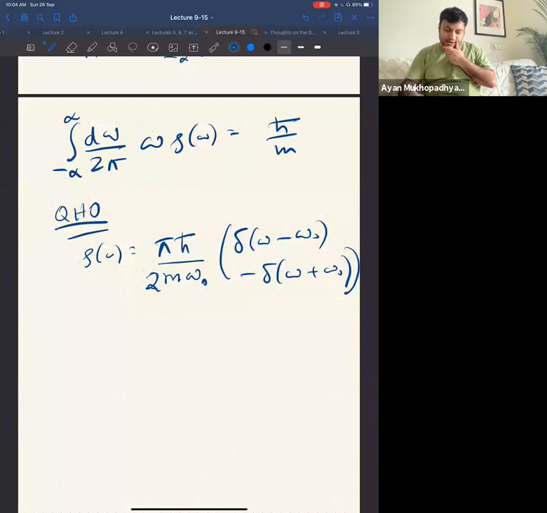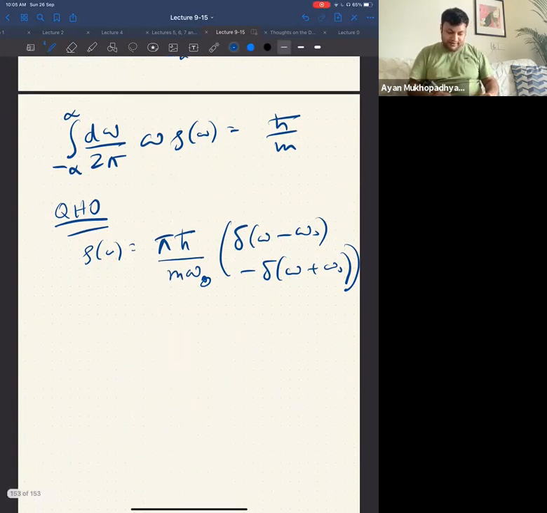So you can see that it satisfies the sum rule because, well, if you do this integral, it is easy to see. We should be able to get the sum rule. One second. Is there a factor of 2? I think there is no factor of 2 here. Okay, let me fix it. You can also go back and check from the explicit expression.